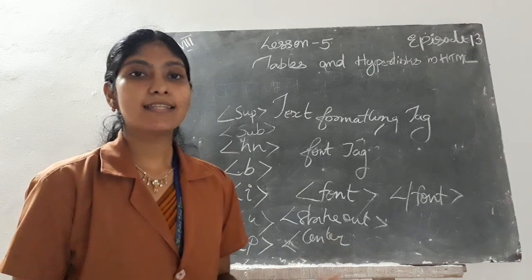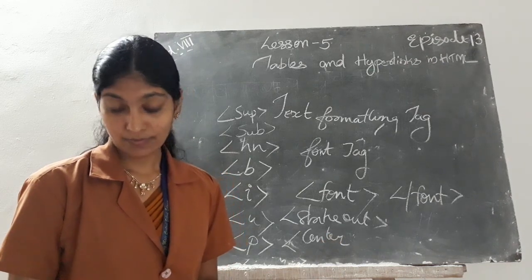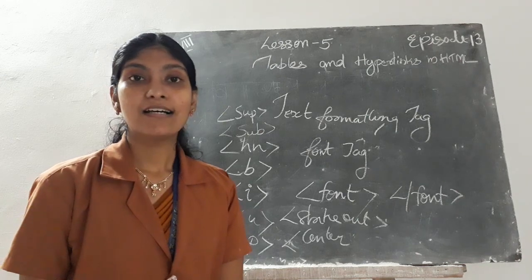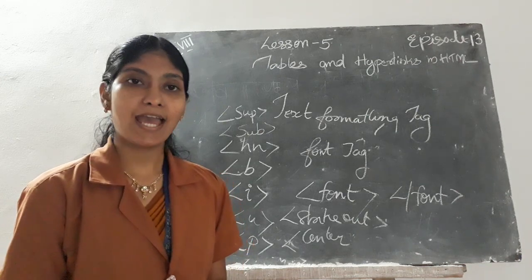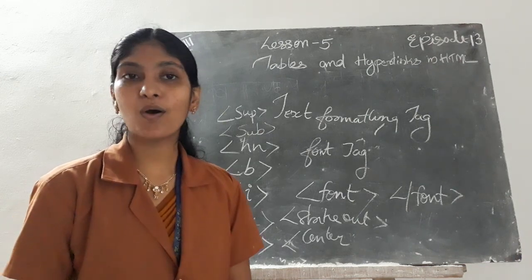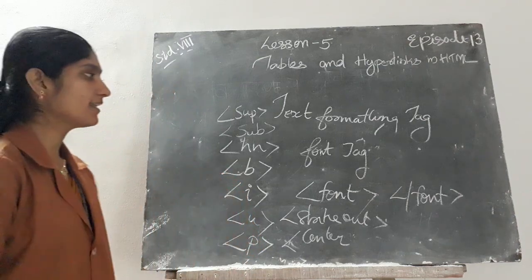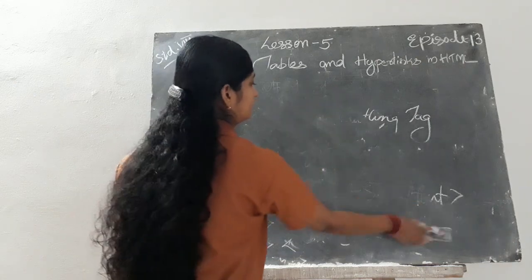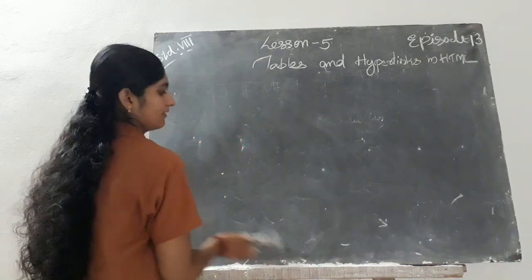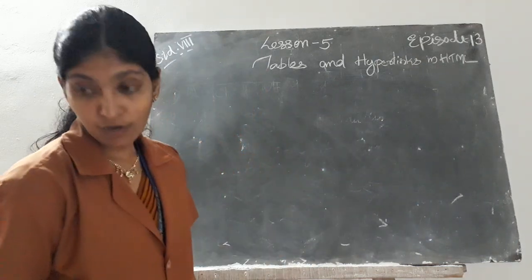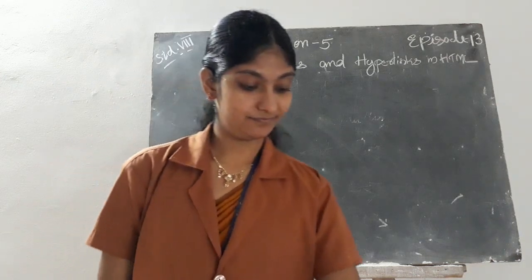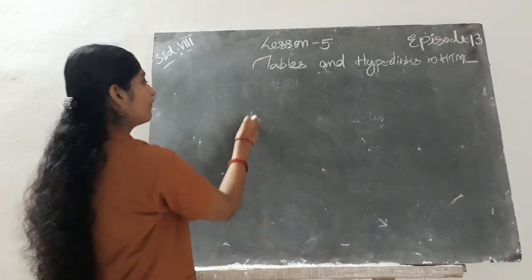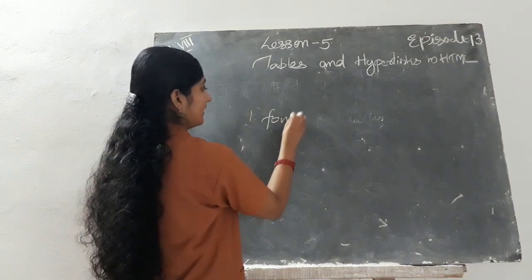So next another type of tag, line break tag. But before that we have to learn some of the attributes which are used in the font tag. So let's see what are the attributes used in the font tag. First one is what? Font color.